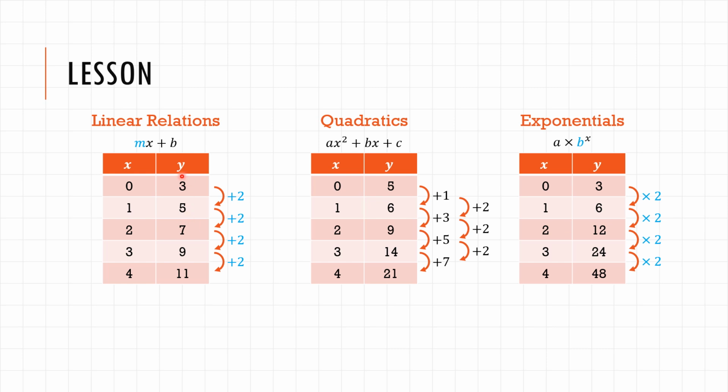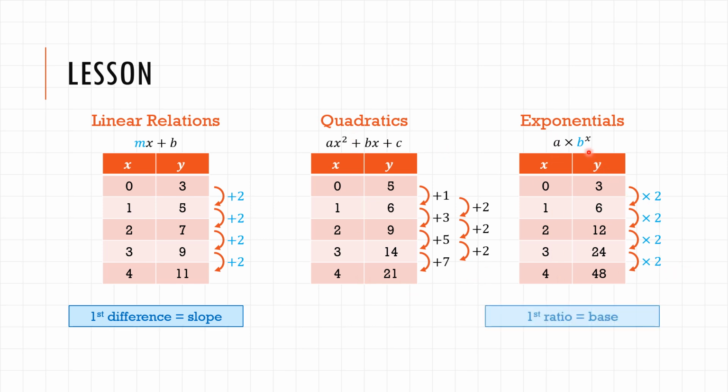In linear relations, the first differences tell you exactly what the slope of that linear relation is, and that points you directly to this value here, the coefficient of x. Quadratics don't really have something similar, but for exponentials, the first ratios tell you exactly what the base is.